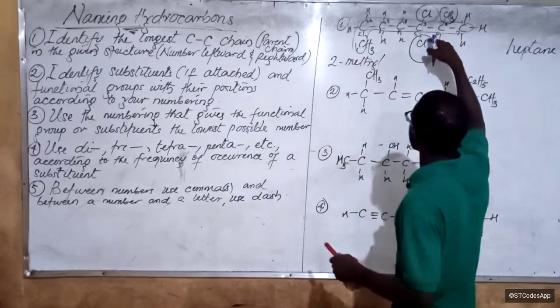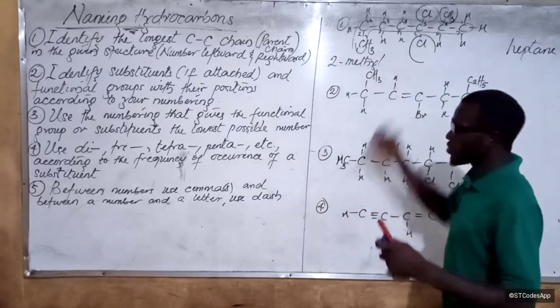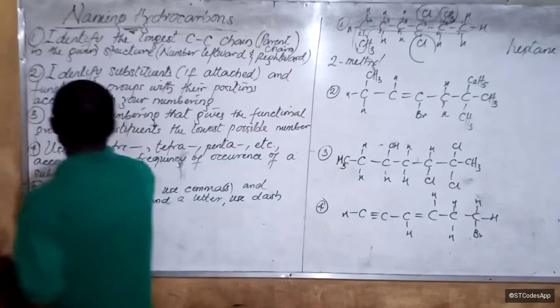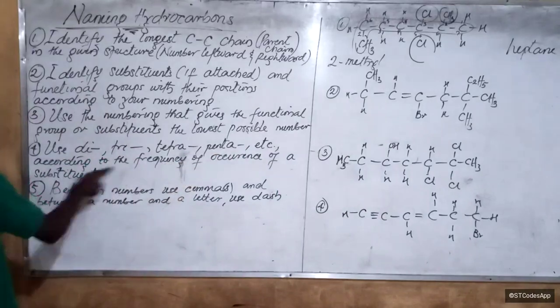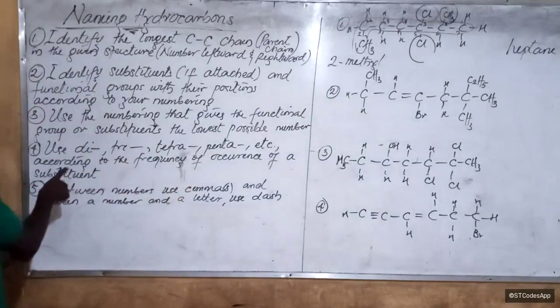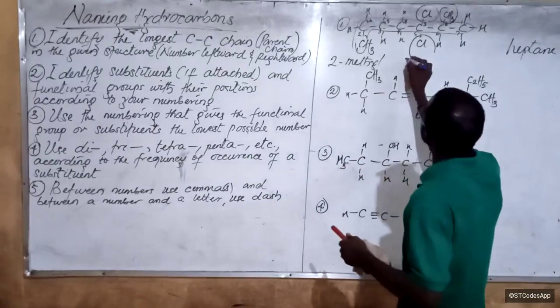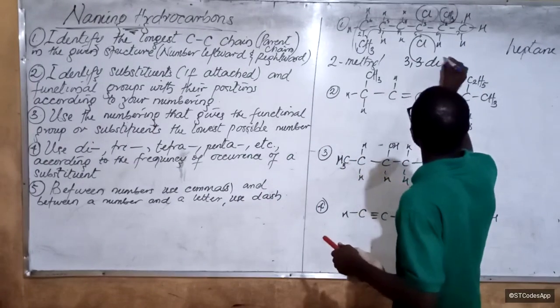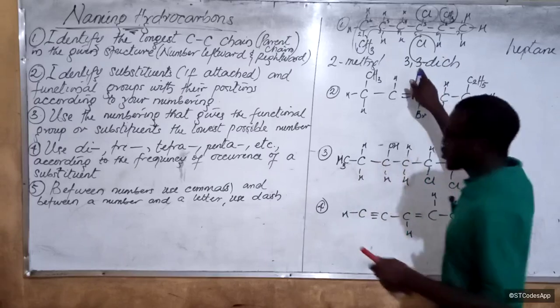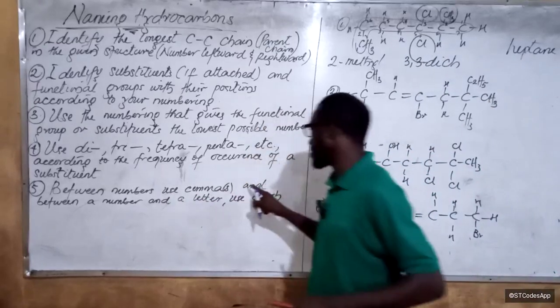And what do we have on 3, 3? We had 3 chlorine. So it says we should use di, tri, tetra, penta, etc., according to the frequency of occurrence of a substituent. So seeing that chlorine appeared twice, it's going to be 3,3-dichloro. Now, it says we should also put commas between numbers.